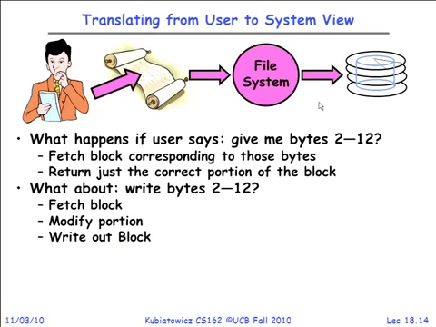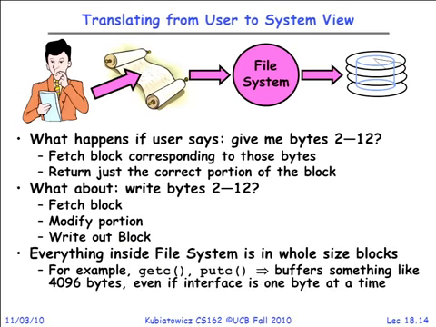OK. So everything inside the file system is in whole size blocks. So for instance, if you do getC and putC for a file, basically the internal buffers are going to be pulling blocks in, just because I asked for a byte. Well, too bad. I got to get 4K off the disk, and then I can give you your byte. That's the reality.